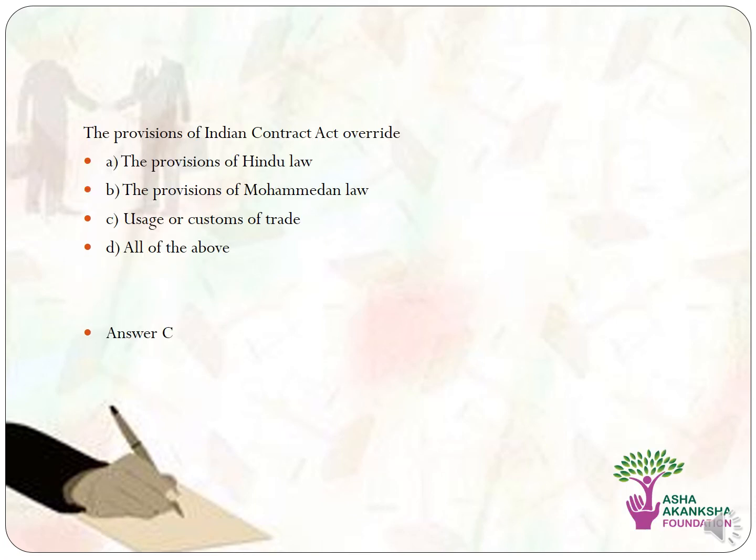The provisions of the Indian Contract Act override which of the following? Option A, the provisions of Hindu law. Option B, provisions of Mohammedan law. Option C, usage or customs of trade. And option D, all of the above. The correct answer to this question is option C, usage or customs of trade.